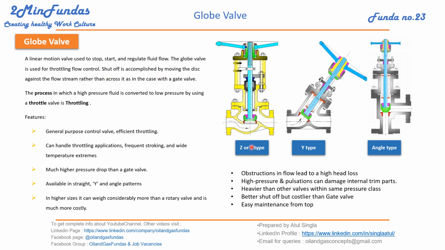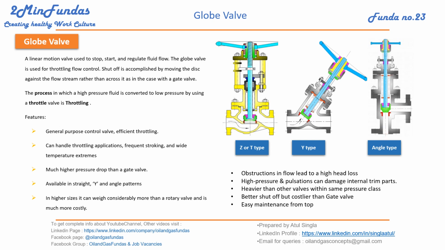First, let us have a look at different types of globe valves. First one is Z or T type, Y type, angle type. Now what is happening in this case? The flow is coming like this. When it is coming, we have to close. When we are closing the valve, we have to go against the flow. Flow is coming up and this closer is coming down, so it is going against the flow. Here also it is going against the flow. Here again it is going against the flow when we are closing it.